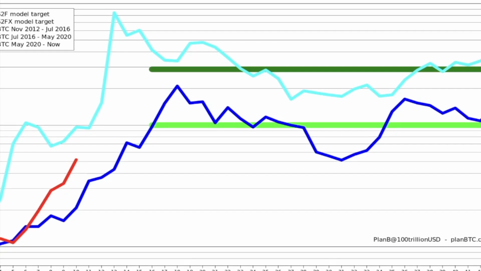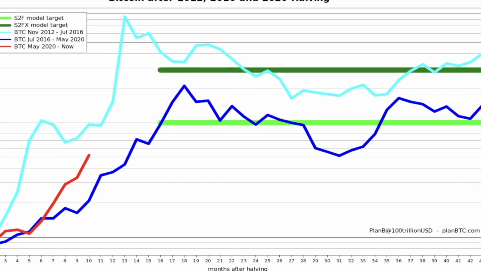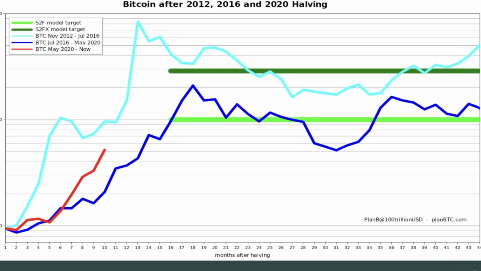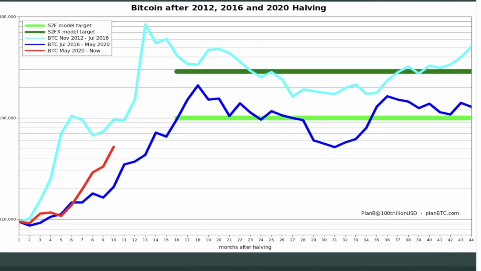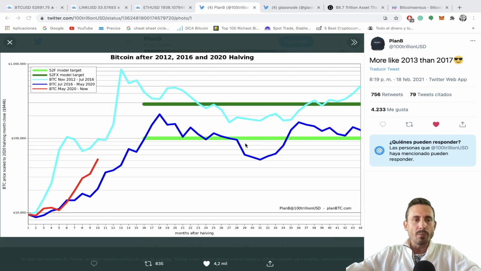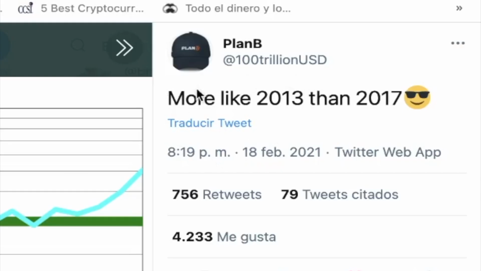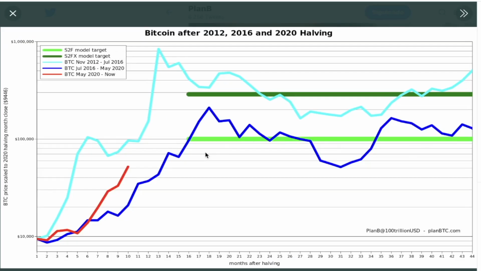Let's check out the 2020 performance compared to the 2012 and 2016 performance here on the stock to flow model charts. If you're not familiar with the stock to flow model from Plan B, you can check him out on Twitter. It is Plan B. He made this price prediction model out of supply, demand, and also the Bitcoin halving.